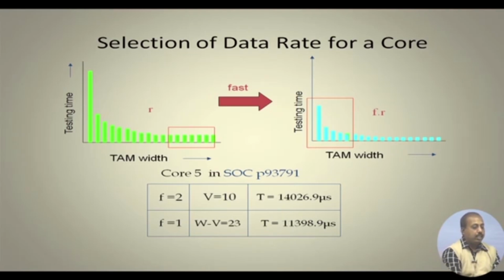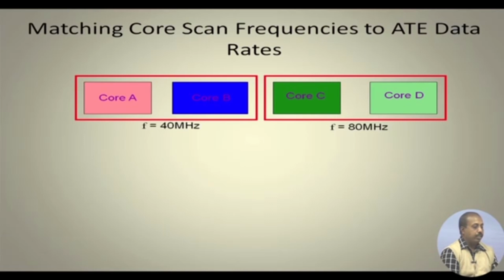So, the remaining lines are available for doing something else, and this test time increase may not be very significant. From 11,000 it is increasing to 14,000, but in the remaining time we may be able to schedule some other core tests, so that the test time is better utilized and overall SOC test time reduces. So, we can do some selection like that.